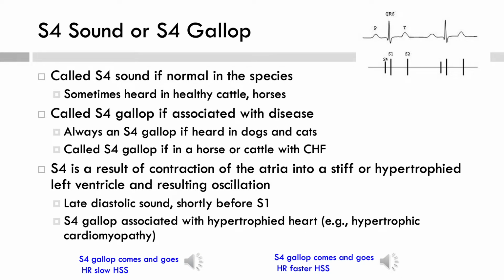An S4 sound or S4 gallop can sometimes be heard in large animal species, but in dogs and cats, when an S4 is present, it's always referred to as a gallop since it's abnormal. An S4 gallop is a result of contraction of the atria into a stiff or hypertrophied left ventricle and resulting oscillation of the heart. It's a late diastolic sound occurring shortly before S1, and an atrial gallop or S4 gallop is often associated with hypertrophic cardiomyopathy in cats.